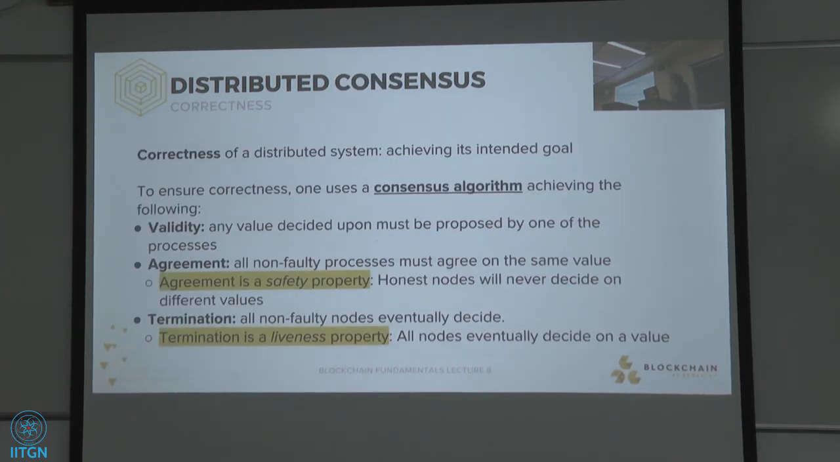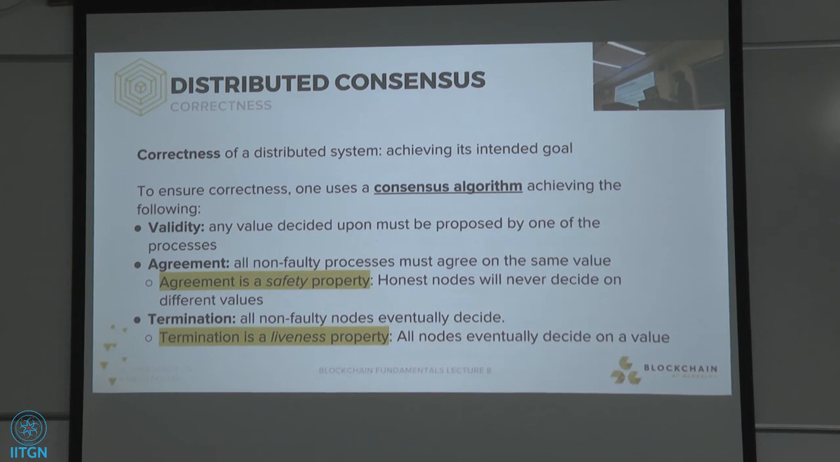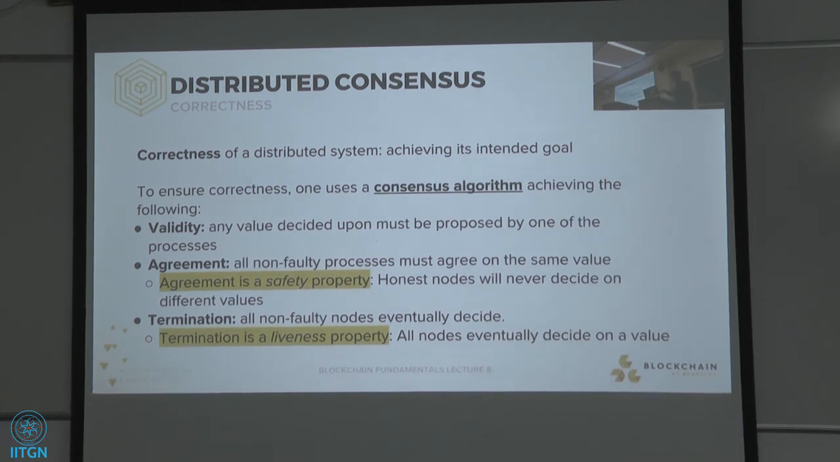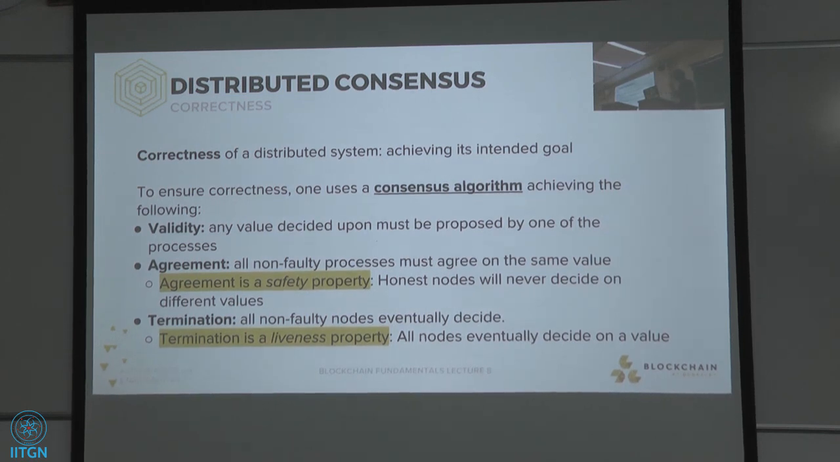And every distributed system needs to come to consensus on the values that it stores. Right? So the correctness of a distributed system is achieving its intended goal, which in our case is coming to consensus on some log of information. To ensure correctness, one uses a consensus algorithm to achieve all three of these following things: validity, agreement, and termination. In other words, when these nodes come to consensus, they need to come to consensus on a valid value, meaning a value that's proposed by one of the processes. They need to all come to consensus on this value.